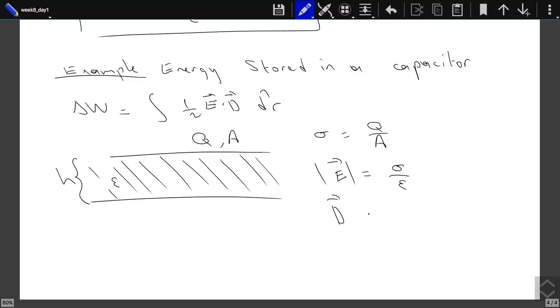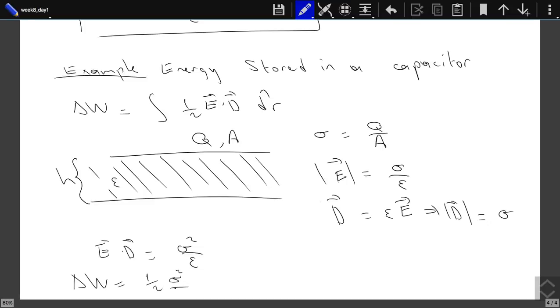I need the displacement field. Remember, the displacement field is just epsilon times E. And so the magnitude of the displacement field is just sigma. E and D, they are both in the same direction. So E dot D is equal to sigma squared over epsilon. So the energy stored is 1 over 2 sigma squared over epsilon times d cubed r.